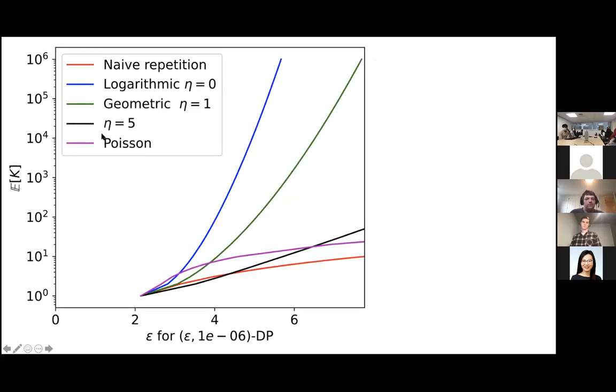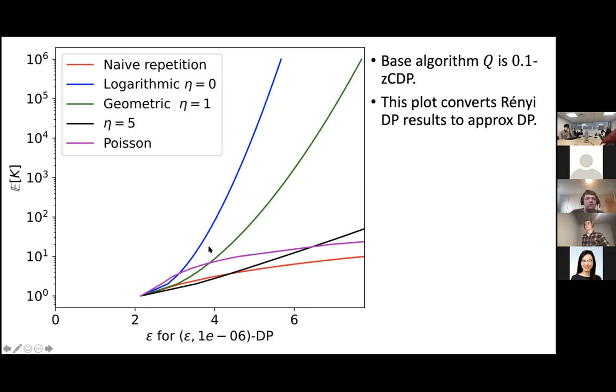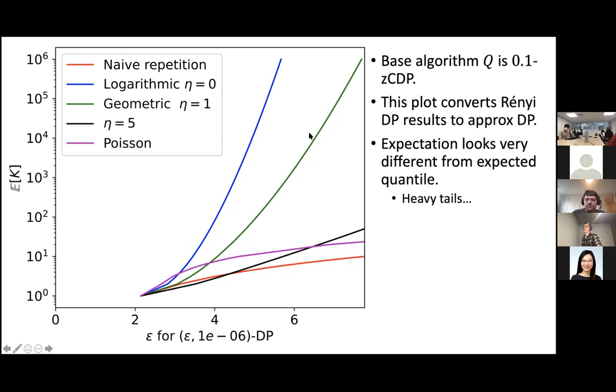Okay, so that was the expected quantile, which I consider to be the nicest way to summarize the utility in a single number. I mean, obviously it's an entire distribution, but that seems to be a clean one summary that we can plot. So let's look at some of the other things we talked about. So look at the expected number of runs. This is exactly the same setup. The base algorithm satisfies concentrated DP. We're converting to a prox DP.